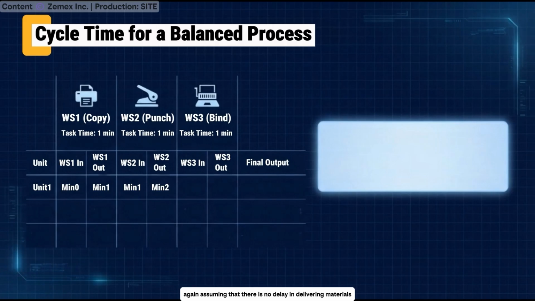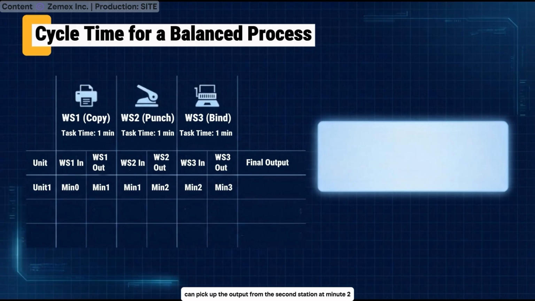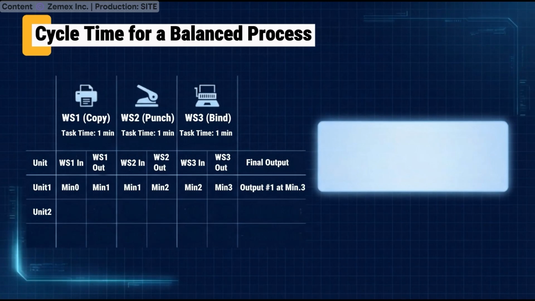assuming that there is no delay in delivering materials between workstations, and complete its work at minute 2. Finally, the worker at the third workstation can pick up the output from the second station at minute 2 and complete its work at minute 3. If you stand at the end of this process, you will get the first output out of this process at minute 3. Let's do one more round.